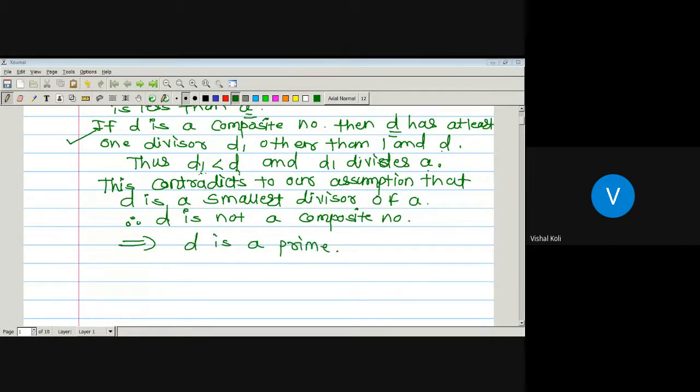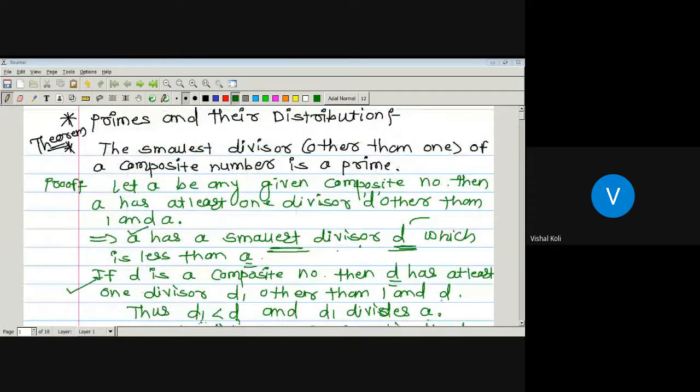Okay, what do we have to prove? If there is a composite number, then its smallest divisor other than one is a prime number. So we have taken one composite number A. As it is a composite number, by the definition of a composite number, it has at least one divisor other than 1 and A. And we have taken D as a divisor of A other than 1 and A.